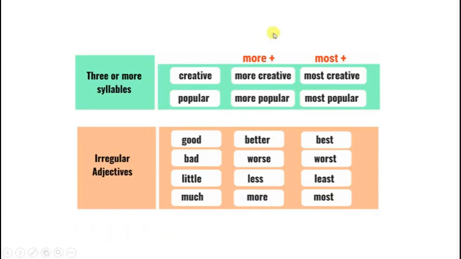Three or more syllables, like creative, popular, dangerous, expensive. Yes, more plus adjective: more creative, more popular. The most creative, the most popular. Yes. Irregular adjectives or exceptions: good, better, best; bad, worse, worst. Or better than the best.